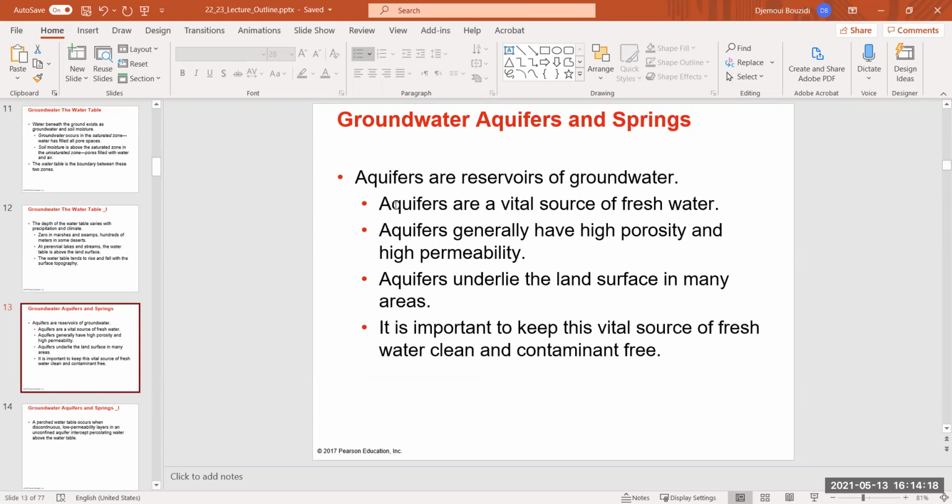Aquifers are reservoirs of groundwater. Aquifers are vital, of course, as a source of fresh water. Aquifers generally have high porosity and high permeability. And aquifers underlie the land surface in many areas. It is important to keep this vital source of fresh water contaminant free.